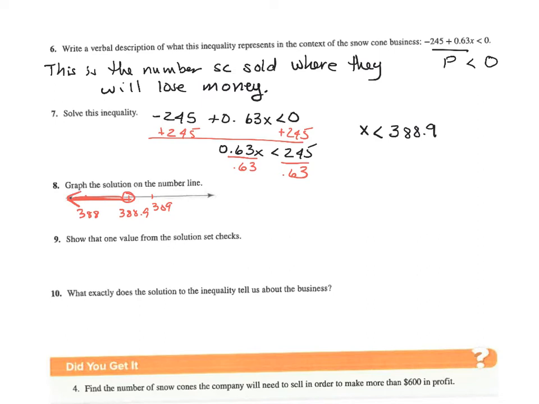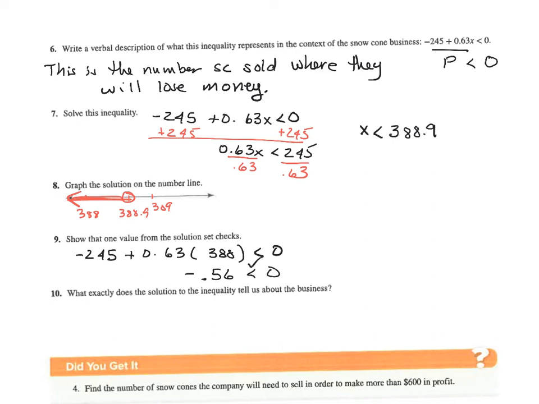Well, let's try 388 snow cones. Let's see if they make any money with that. So I'll do negative 245 plus 0.63 times 388 is less than 0. Go ahead and pause this and put this in your calculator to see what you get. Okay, well, I got negative 56. It's less than 0, so clearly that is true.